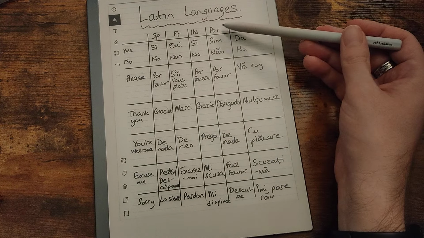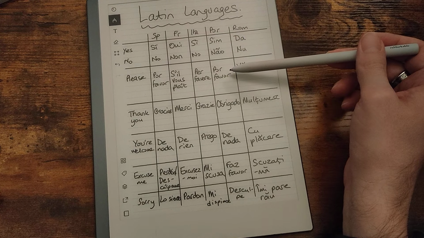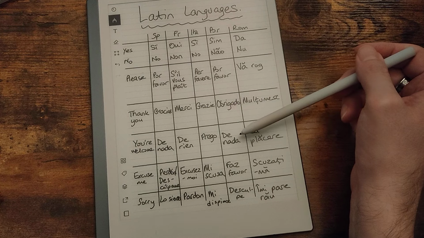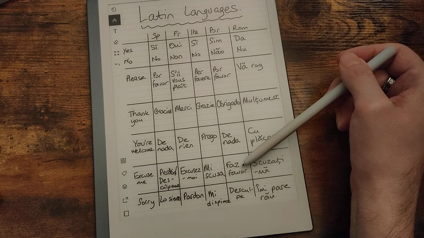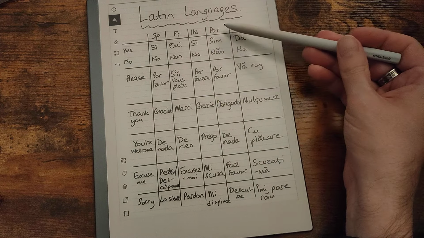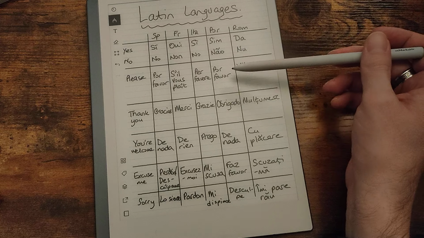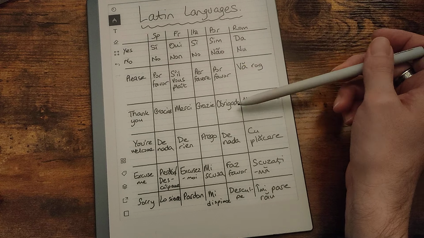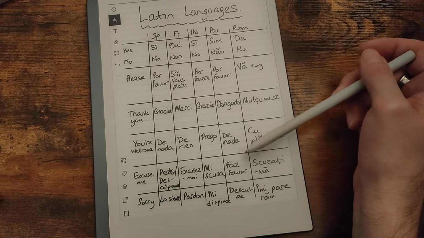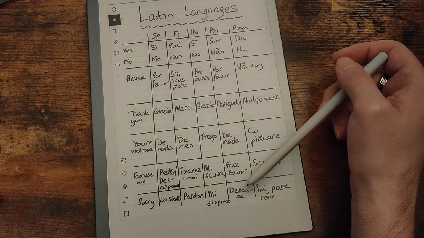Em português, sim, não, por favor, obrigado, de nada, faz favor, desculpa. And in Brazilian Portuguese, sim, não, por favor, obrigado, de nada, faz favor, desculpe.